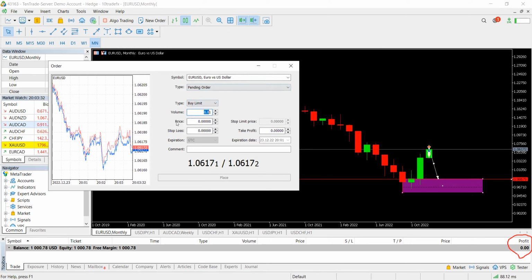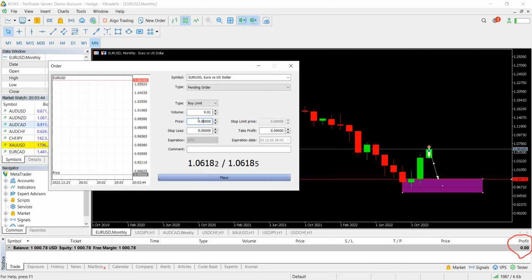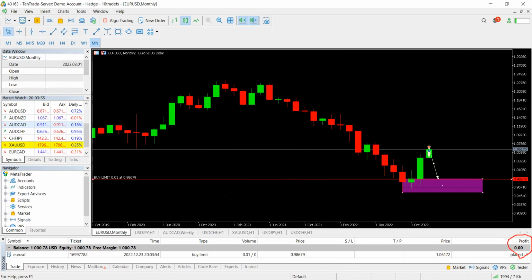Okay, so I come to new order, select pending order, type buy limit, you put your lot size, and then they're going to ask you for the price. The price is where you want to take entry. In this case, it is 0.98679. You put your stop loss, your take profit, and then you click on place. All right, so you can see it over here. The trade is placed, and it is not active yet. It will only be active when price starts coming down into the zone. You'll be entered for a buy limit.